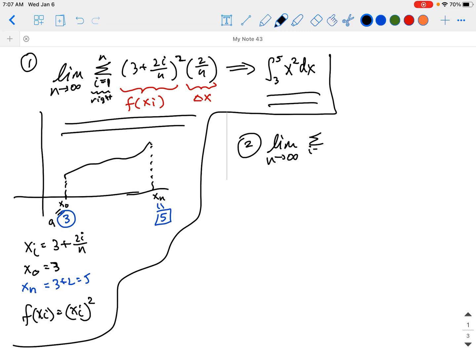So we'll have the sum from i equals 1 to n of, oh, actually, let's write it.